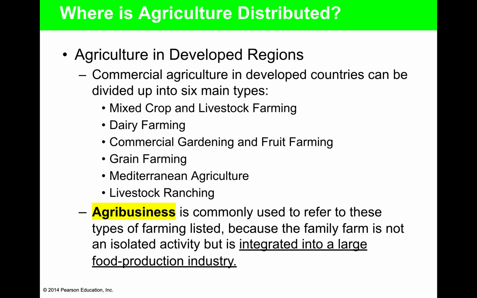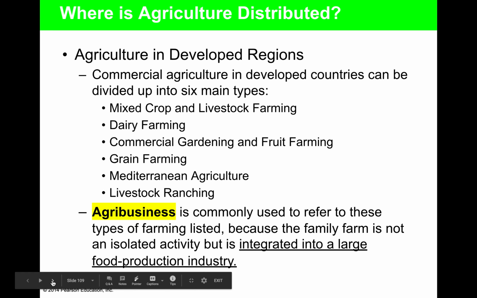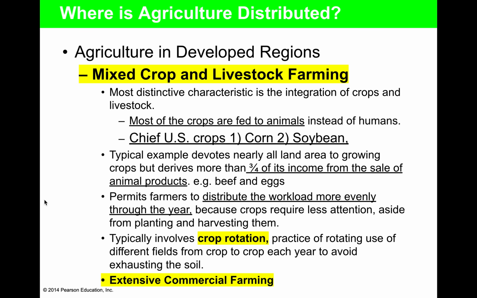So the family farm is in collaboration with an agribusiness, which is a multinational corporation that integrates into a larger food production industry by providing seeds and fertilizers and marketing and sales and distribution. They're a large player in developed agricultural regions. Mixed crop and livestock, as you see right here.